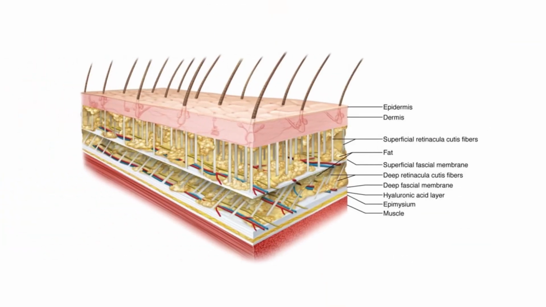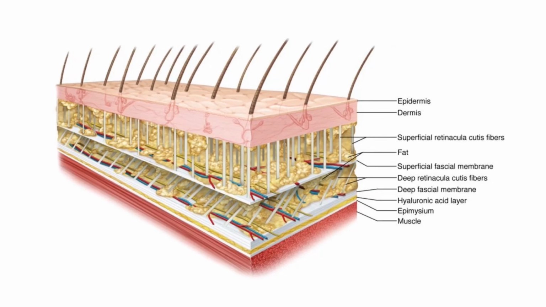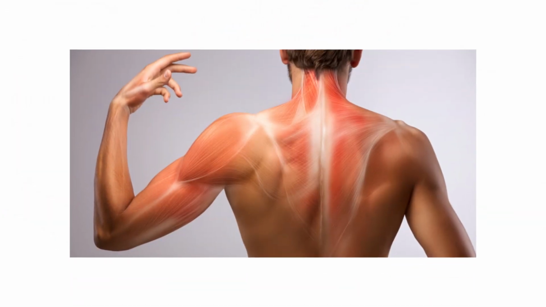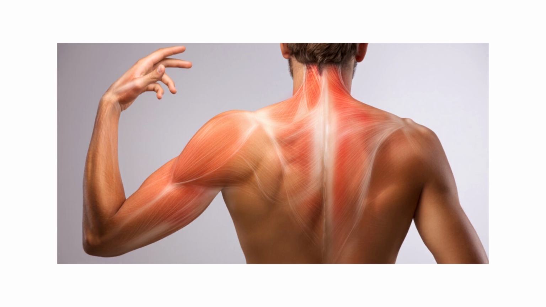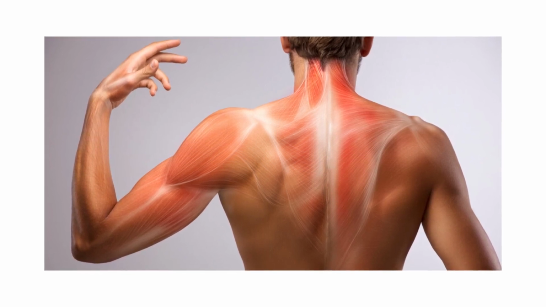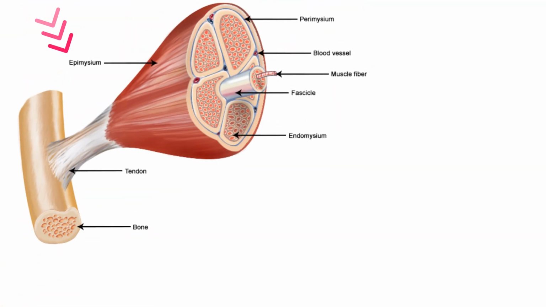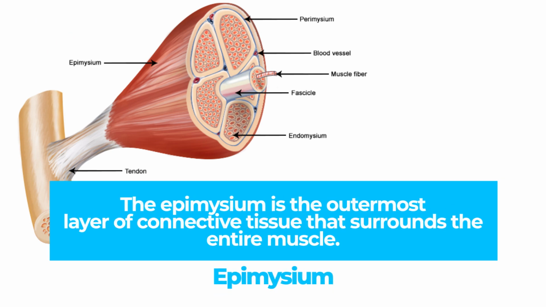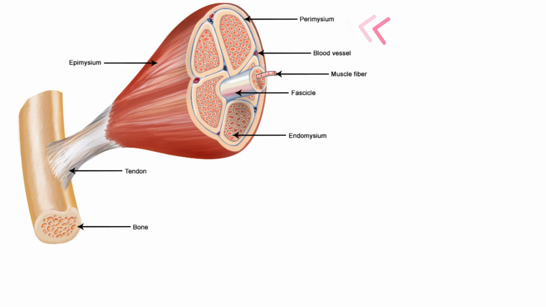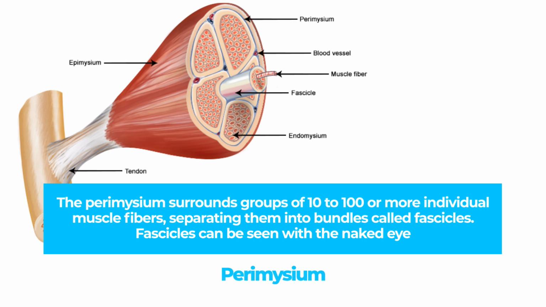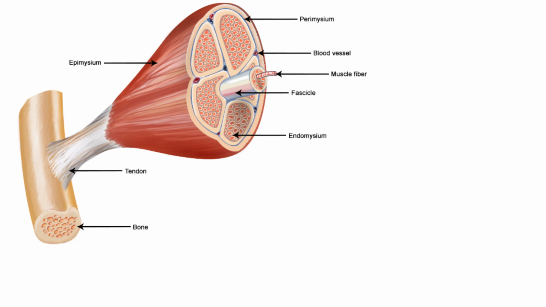We also have the superficial fascia, which separates the muscle from the skin. The muscle fascia, which is a sheath or a broad band of fibrous connective tissue that lies beneath the skin and surrounds the muscles and other organs of the body. We have the epimysium, which is the outermost layer of connective tissue and surrounds the entire muscle. We have the perimysium, which surrounds groups of 10 to 100 individual muscle fibers, separating them into fascicle bundles. These fascicles can be seen with the naked eye. That's how big they are.